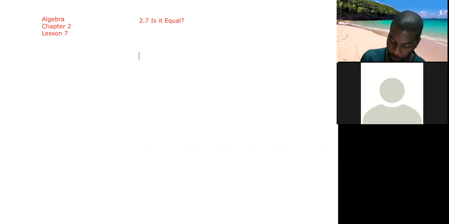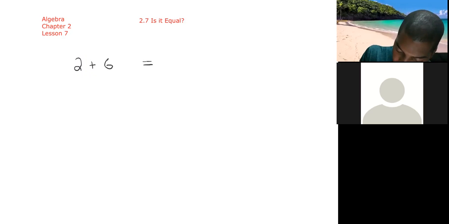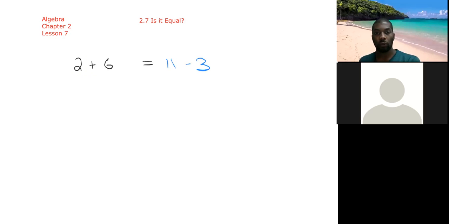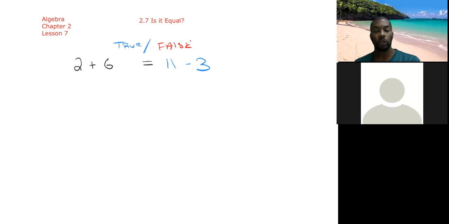So for example, if I had the equation 2 plus 6, is that equal to 11 minus 3? The question is, is this true or is this situation false? Is 2 plus 6 equal to 11 minus 3? Well, how would I evaluate that?